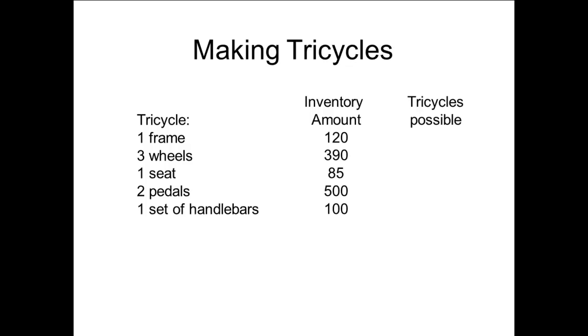Well, if I look at the frames, I could make 120. Looking at the wheels, 130. 85 from the seats, 250 from the pedals, and 100 from the sets of handlebars. So how many complete tricycles could I actually make? Of course, the answer is 85, because after I made 85 tricycles, I would have no more seats and could not make a complete tricycle. So the number of seats limits the number of tricycles I can make. Seats are my limiting component for making tricycles.